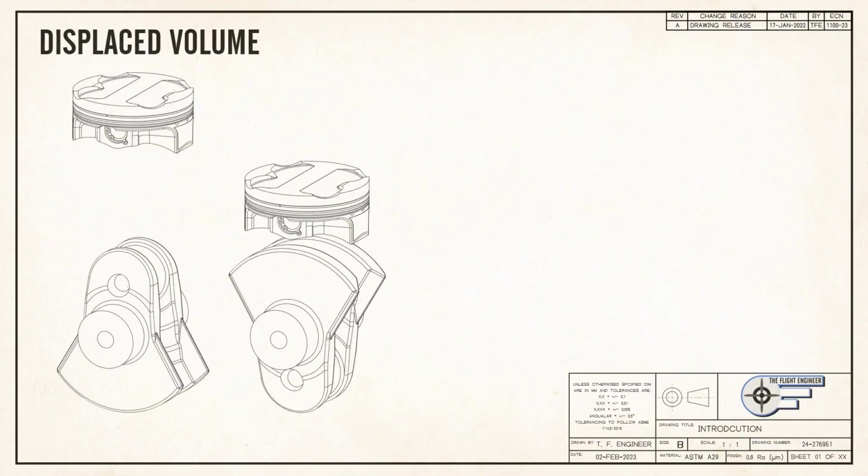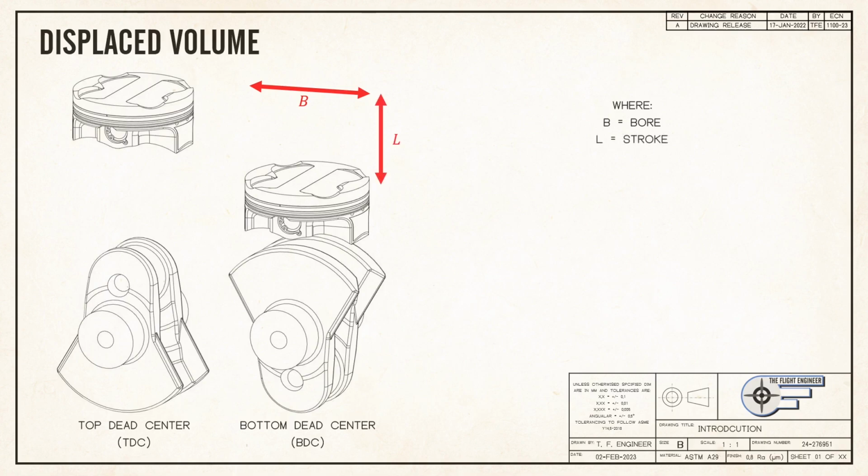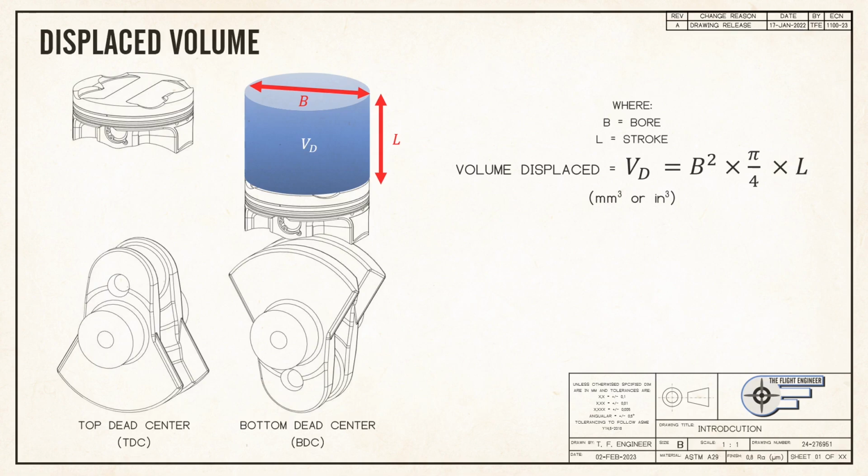With the few dimensions we have already defined, we can introduce displaced volume. We can take a look at the piston and crank at the top of their stroke, or TDC, and the bottom of their stroke, BDC. The combination of the piston bore and the stroke length gives us displaced volume of one cylinder using this equation, which is just the area of the circle multiplied by stroke length.